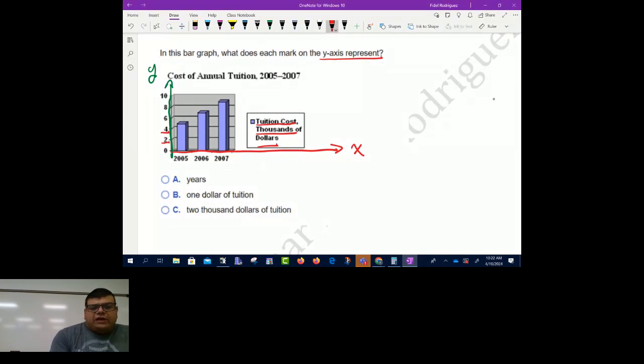Look, y'all, it's talking about the tuition costs in thousands of dollars. So what does each mark mean? If that's 2 and that's 4 and that's 6 and that's 8 and that's 10, that's going to be $2,000 of tuition, because it goes from 2 to 4, from 4 to 6, from 6 to 8, from 8 to 10. It's going in terms of 2. The idea is that it's supposed to be the tuition costs in thousands, but because it goes by 2, it's $2,000 of tuition.